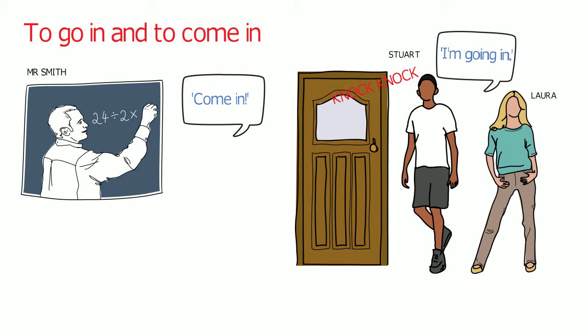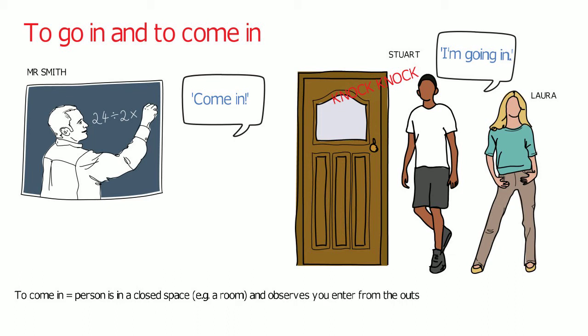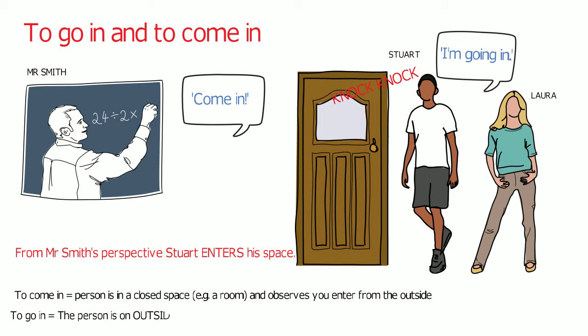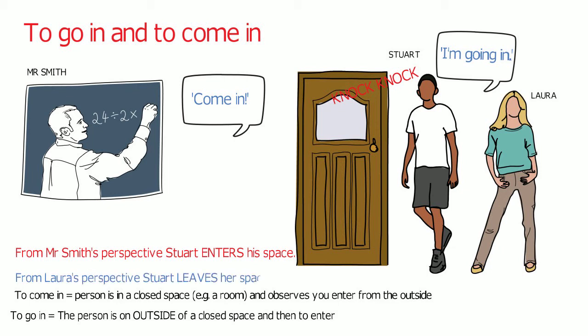Well, to come in means that someone is already in a closed space, like a room, and observes you enter from the outside. From Mr. Smith's point of view, Stuart is entering his space. To go in means to be on the outside of a closed space, and then to enter. From Laura's perspective, Stuart is leaving her on the outside to go in. Both Stuart and Mr. Smith speak from the point of view of the person they are talking to. To come in and to go in.